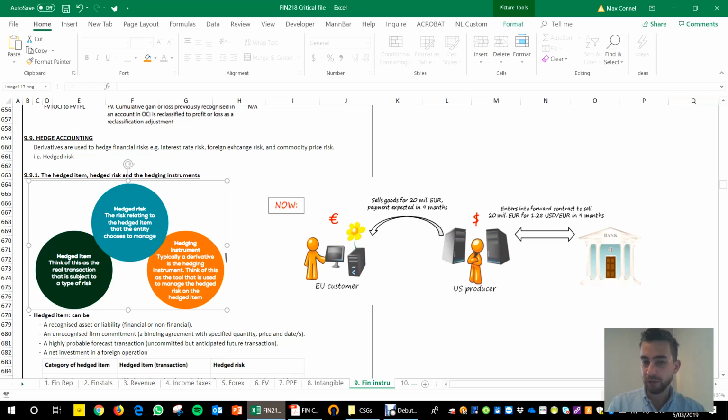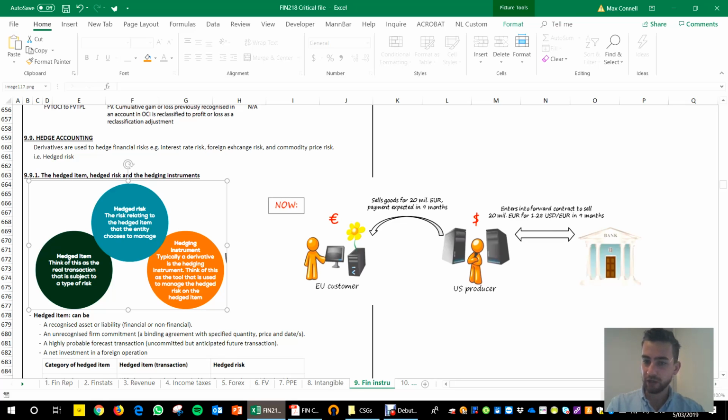20 million euro could be worth a huge amount of money in the future, or it could be worth very little. We don't know, but we want to lock that in now so that there's very little risk. So in this example they'll enter into a forward FX contract, which is a type of hedging instrument, to protect against those exchange rate fluctuations.